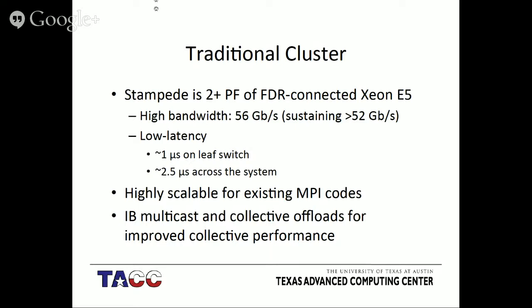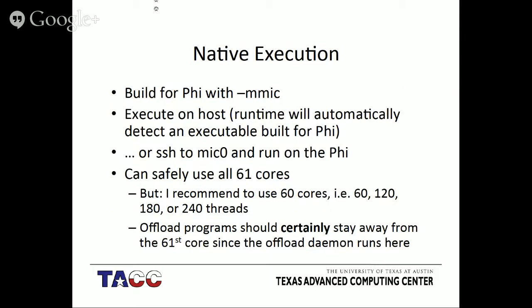Okay, so Stampede is pretty much a traditional cluster, 2+ petaflops, with a very, very high bandwidth and low latency network. And very, very good for existing MPI codes and existing hybrid codes. And then each node has at least one card in it, so you can always use the Xeon Phi.